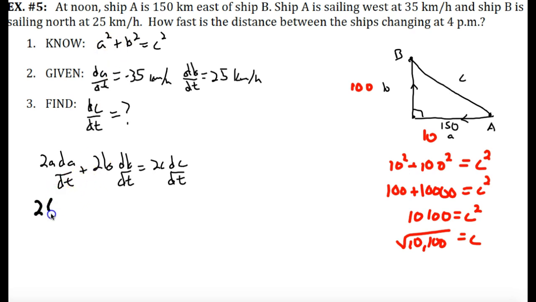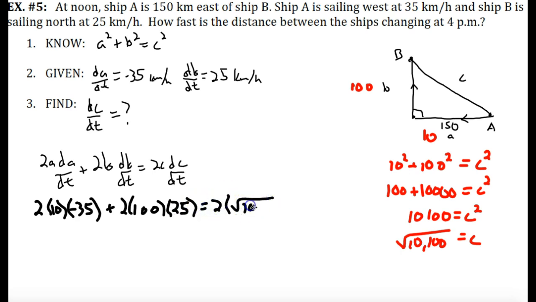So A is 10, dA/dt is negative 35, plus 2 times B, which is 100, times dB/dt, which is 25, equals 2 times C, which is the square root of 10,100, times dC/dt. All right, so let's see what we end up with over here.